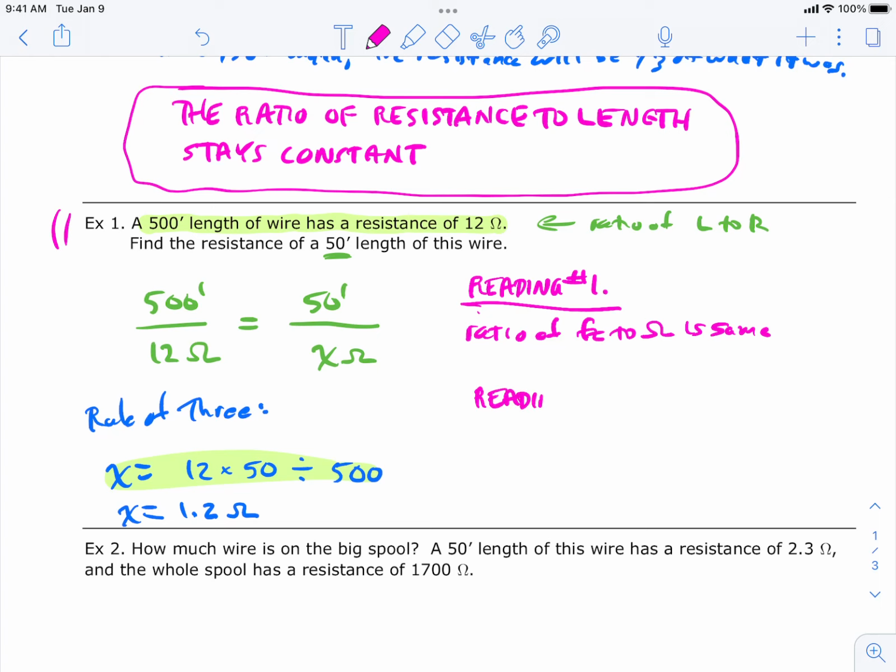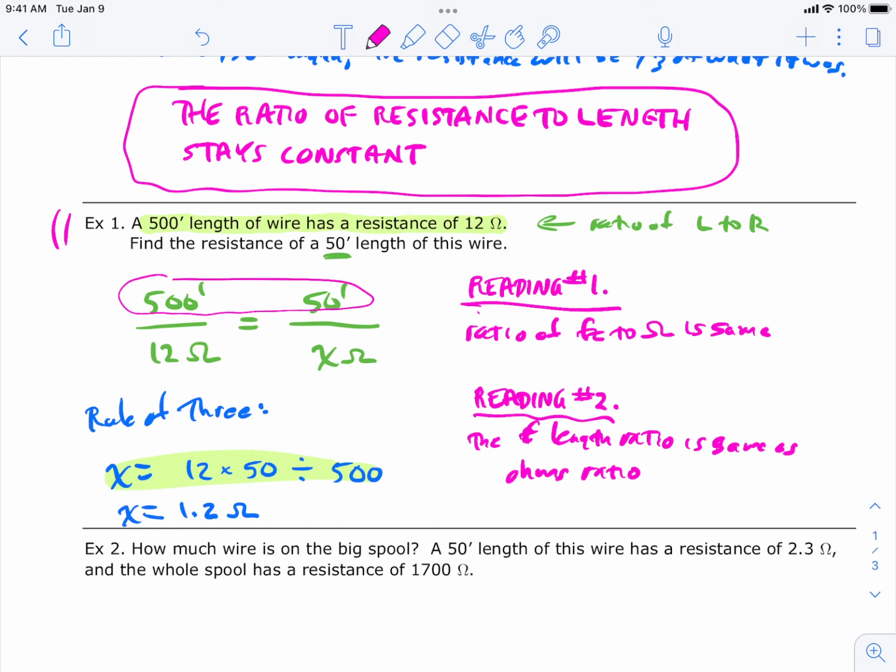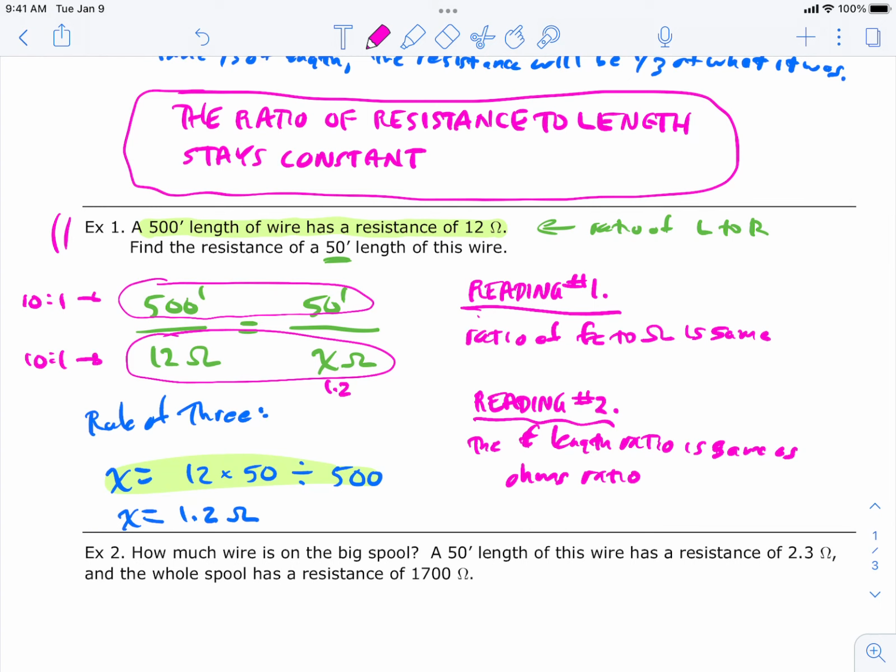Here's reading number 2, another way to look at the proportion, which is just as valid, and sometimes it's easier to do it this way. I was going to say feet ratio, but I'm going to say the length ratio is the same as the ohms ratio, because it's easier than saying resistance ratio. Here's the length ratio. See? 500 to 50, that's a 10 to 1 length ratio right there. Well, guess what? 12 to 1.2 is also a 10 to 1 length ratio.